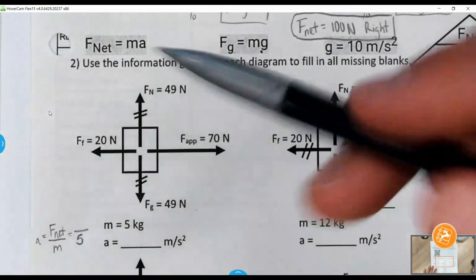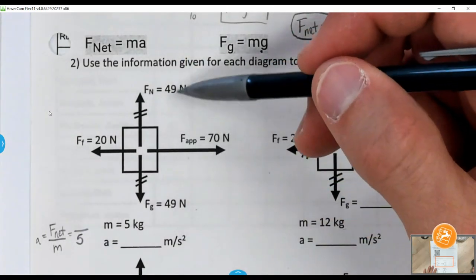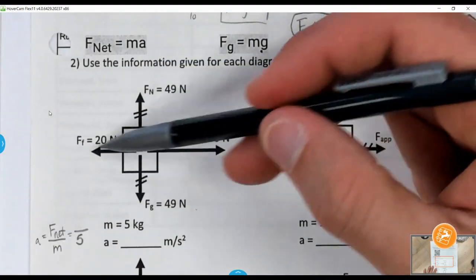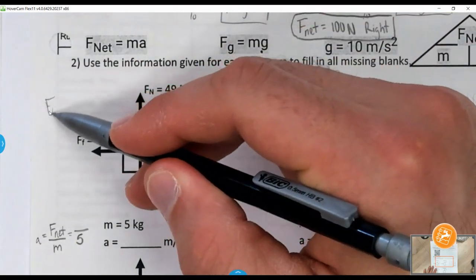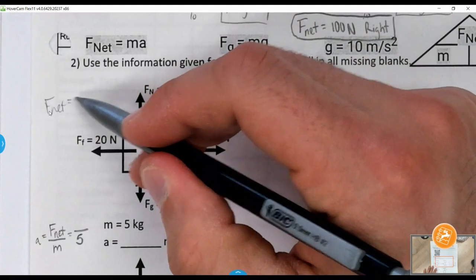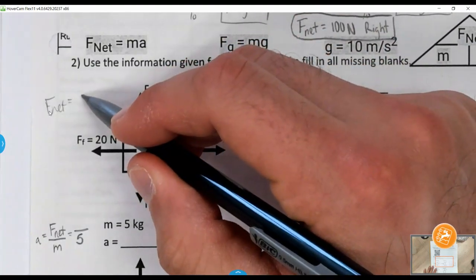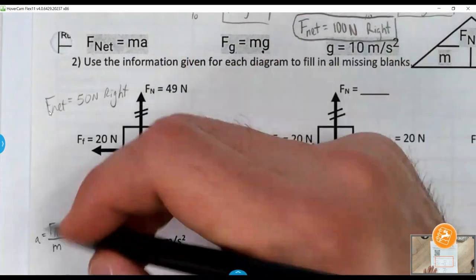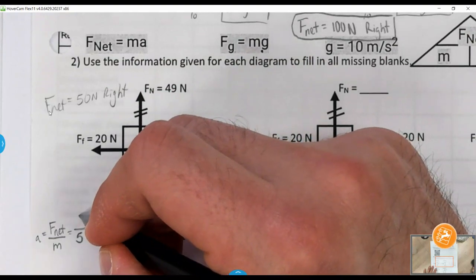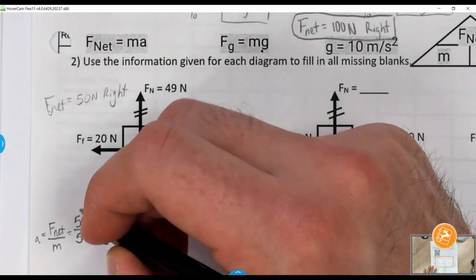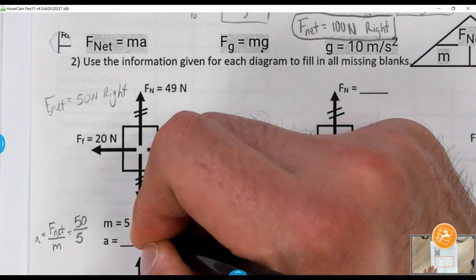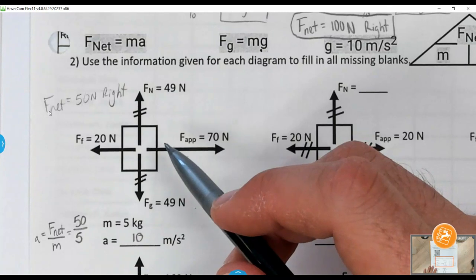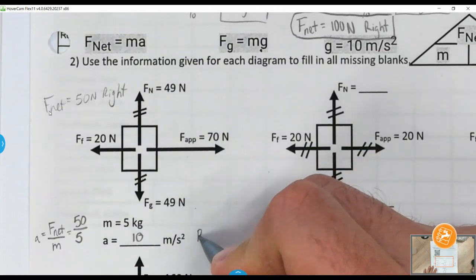Do I have F net? Not yet. But are all the forces drawn here? So doing what you just did in the sections above, top and bottom are balanced. What is the F net for this thing? You would subtract these two. So 70 minus 20 would be 50 newtons to the right. So if we now know the net force and we divide, 50 divided by 5 will be 10 meters per second squared. And what direction is the acceleration? It is to the right.